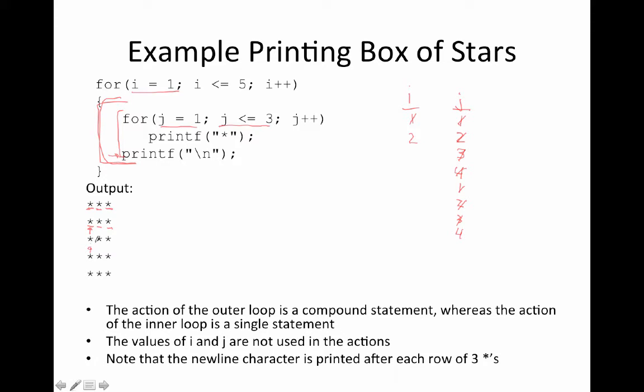We're going to loop to print 1, 2, 3 stars in the new line, 1, 2, 3 stars in the new line, 1, 2, 3 stars in the new line, and when i gets up to 6, that gets us out of the loop. So altogether we have a nested for loop where i goes from 1 to 5 in steps of 1, j goes from 1 to 3 in steps of 1. So we're printing a 5 by 3 box of stars, printing 3 single stars across each time, and then the new line character after all 3 have been printed.